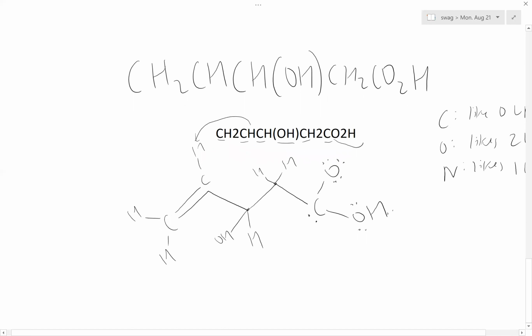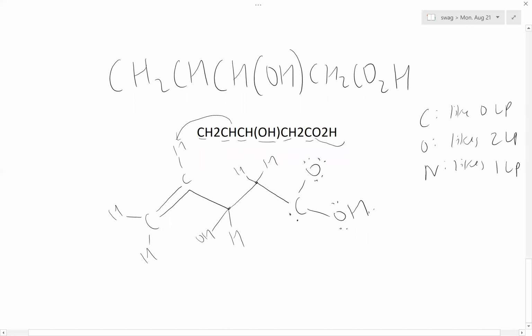For each of these, have a 0 formal charge. This is the general rule of thumb. These are the 3 main elements, especially carbon and oxygen. So what we can do is erase this lone pair and draw a double bond. So C double bond O, OH, and that would be the correct way to draw the structure.